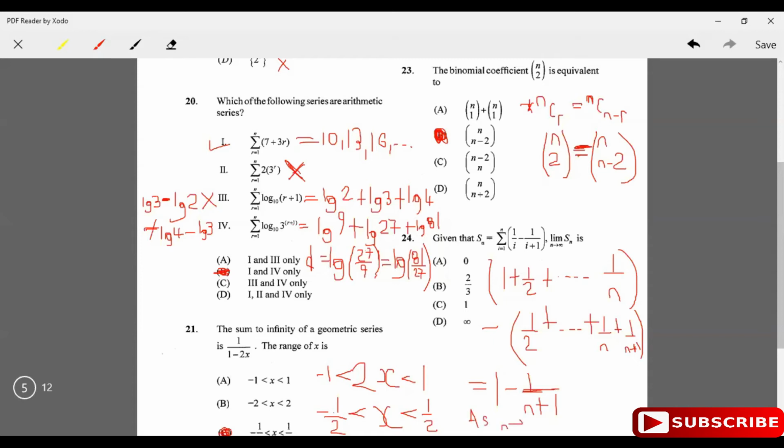They also want us to take the limit as n approaches infinity. As n goes to infinity, 1 over n plus 1 goes to 0. So it's equal to 1 minus 0. So the answer is 1.